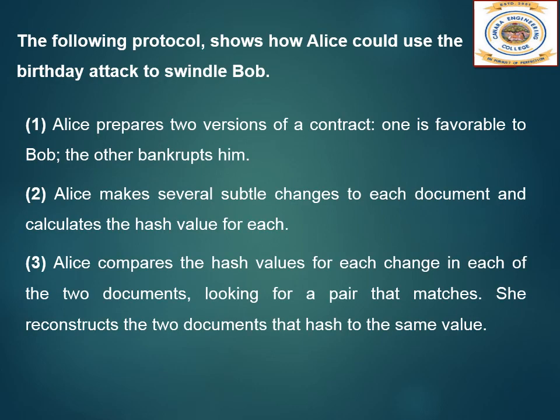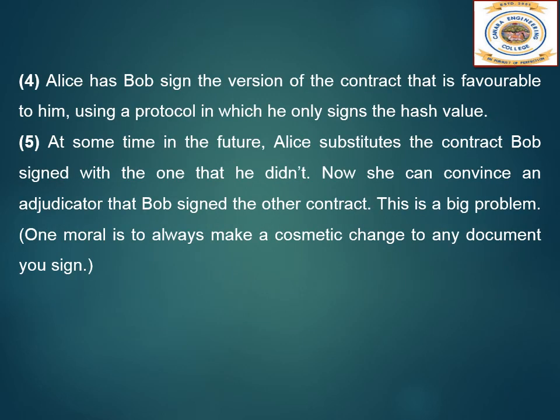The following protocol shows how Alice could use a birthday attack to swindle Bob. Say Alice prepares two versions of a contract. One is favorable to Bob, the other bankrupts him, which is favorable to Alice. Alice makes several subtle changes to each document and calculates the hash value for each. She compares the hash values, looking for a pair that matches. She reconstructs the two documents that hash to the same value.